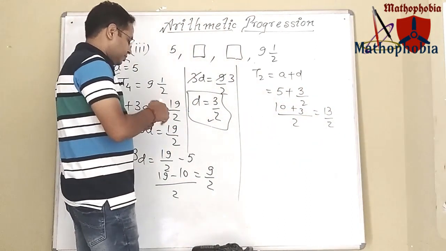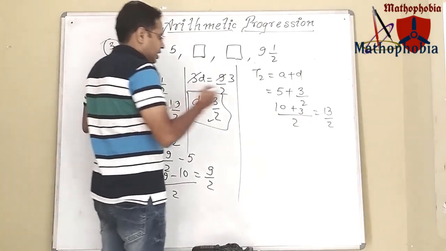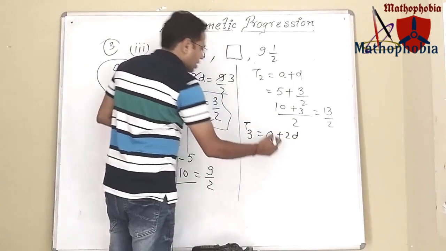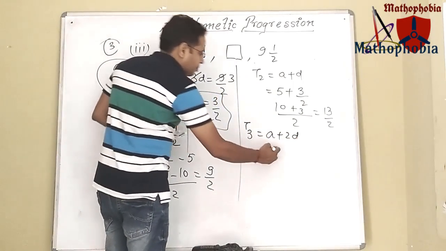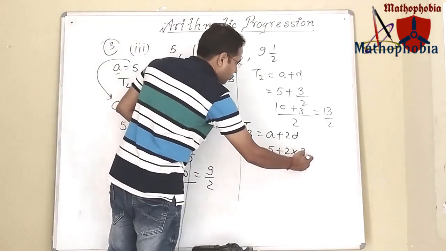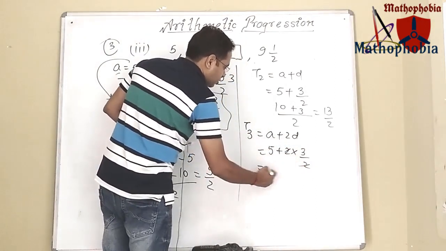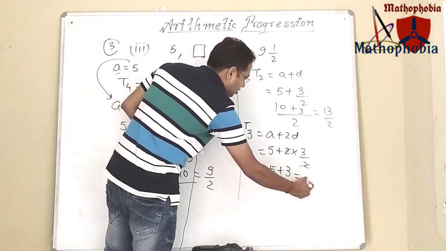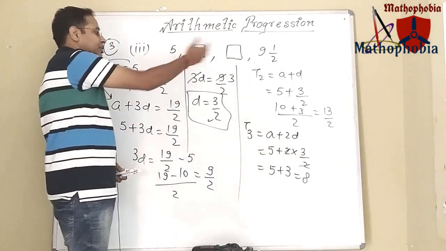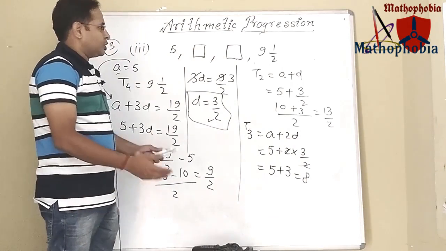Then T3 also. Let's find out T3. T3 will be A plus 2D. A is 5, plus 2 and D is how much? It's 3 by 2. 2 and 2 cancel out. 5 plus 3 is equal to 8. Therefore T3 is 8. So we have got the second term as well as the third term. Let's move on to the next one.